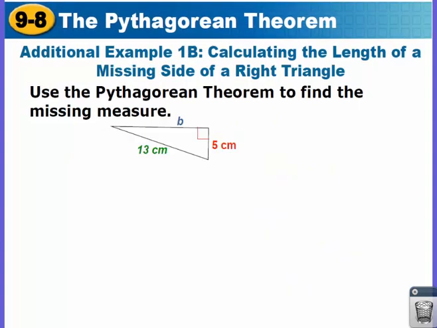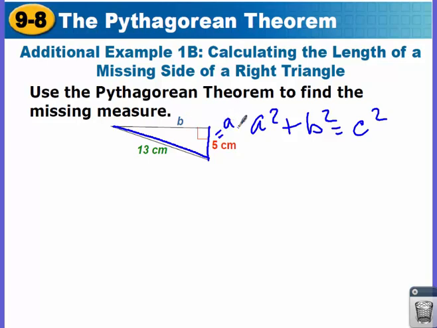Let's try another one. All right, well, in this particular one, we're given one leg and we're given the hypotenuse. So this is the other type of question that you're going to have. One where I give you a leg and the hypotenuse and you have to find the other leg. Okay, so again, we write our formula down. A squared plus B squared equals C squared. Okay, so I'm looking for B, and my 5 becomes my A because it's the other leg, because the 13 is opposite the right angle, so that means it's the C, or the hypotenuse.